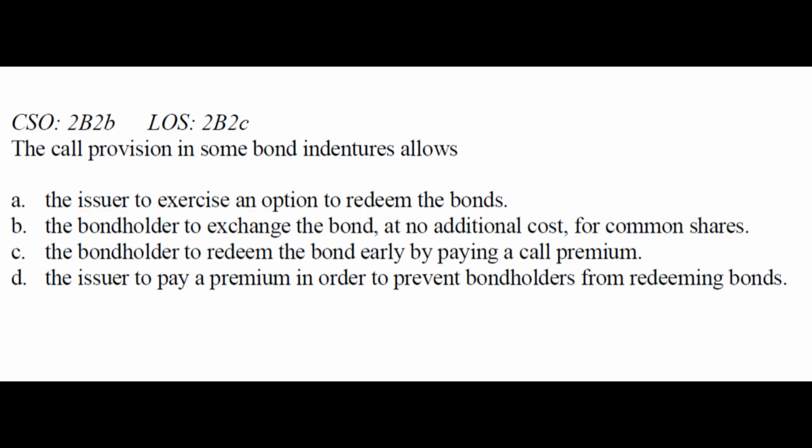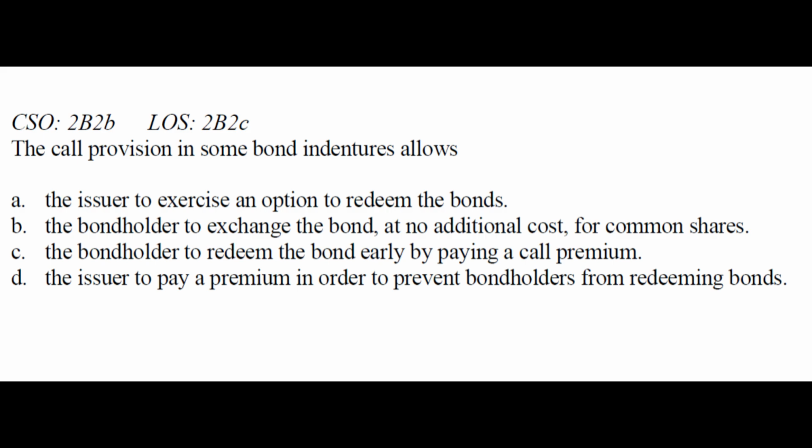Choice analysis. A. The issuer to exercise an option to redeem the bonds. Correct. A call provision grants the issuer the right to retire the bonds before maturity, usually at a specified call price, which may include a call premium. B. The bondholder to exchange the bond at no additional cost for common shares. Incorrect. This describes a convertible bond, not a callable bond.